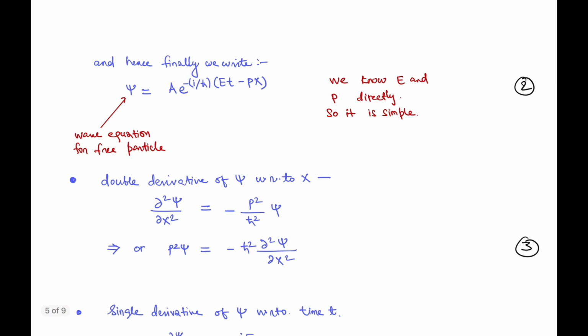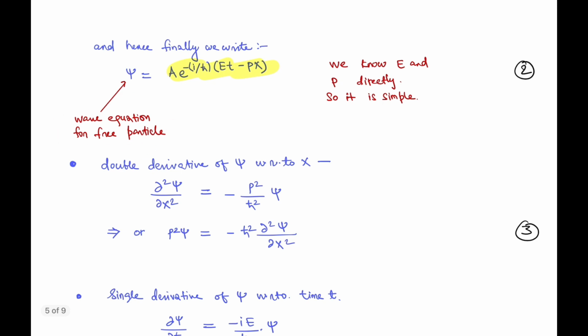So hence finally we could have this equation: A exponential minus iota by h bar, bracket opens again, and inside the bracket Et minus px. We know E and p directly, so we have converted it into this format, and this is the wave equation of a free particle.